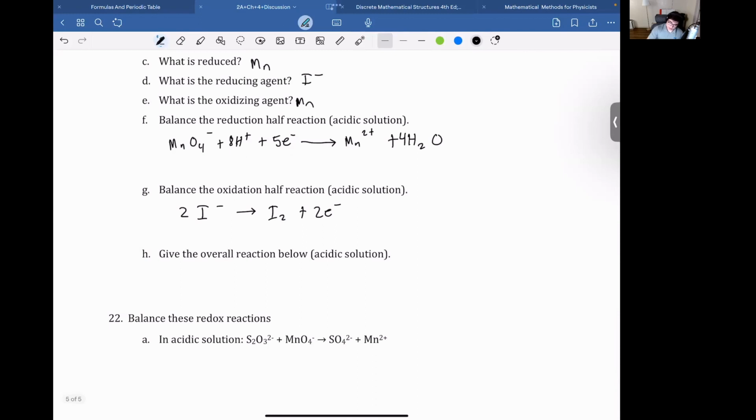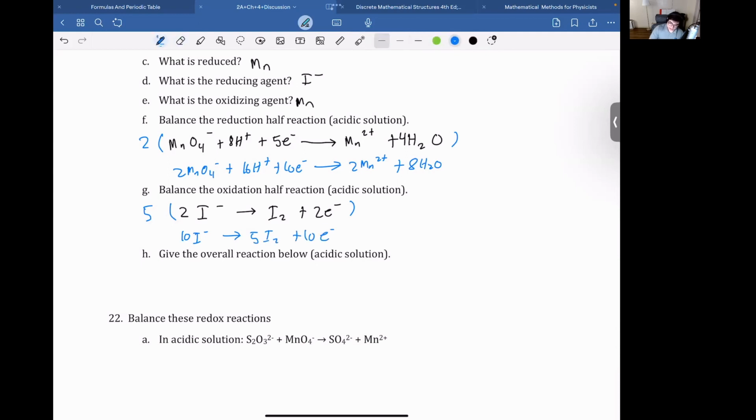So I'm going to multiply the top one by 2 to get 2MnO4 minus plus 16H plus 10e minus yields 2Mn2 plus 8H2O. And then the next one I multiply by 5. So I get 10I minus yields 5I2 plus 10e minus.